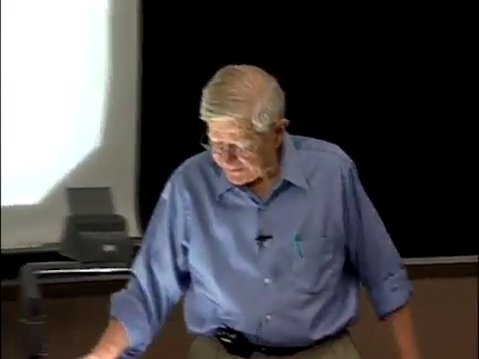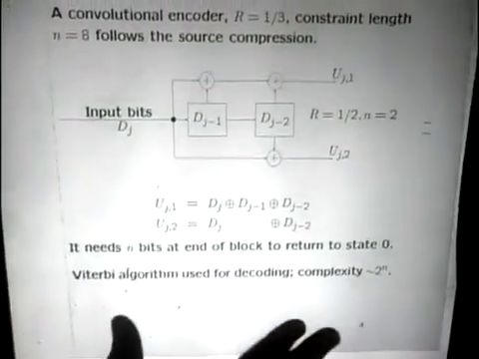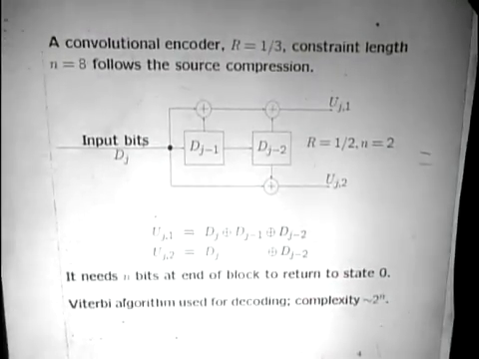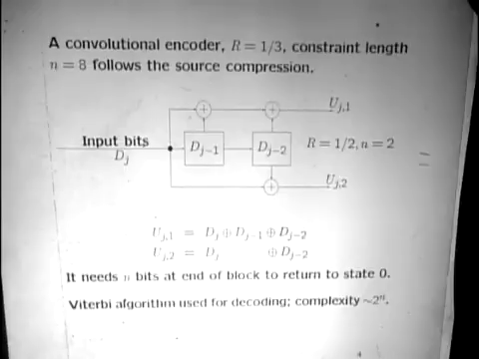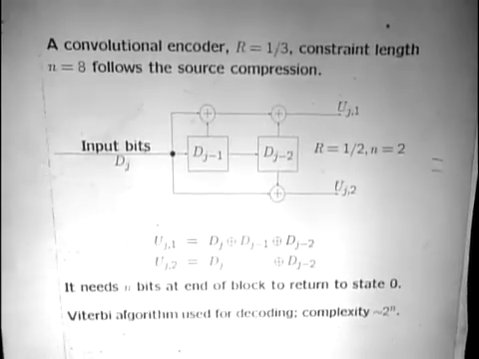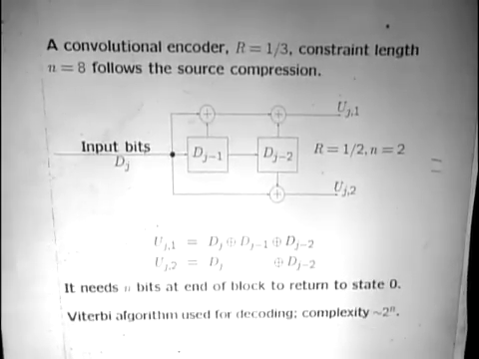Okay, so the first thing as far as coding is concerned is what's called a convolutional encoder. We unfortunately have not talked about coding at all in this course. We're not going to talk about it. I just want to say enough about convolutional codes so you get some idea of what they are.